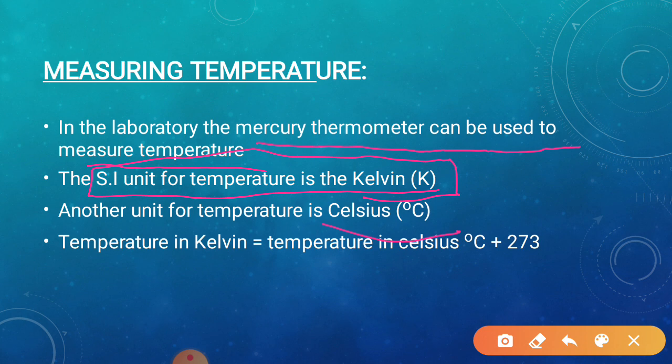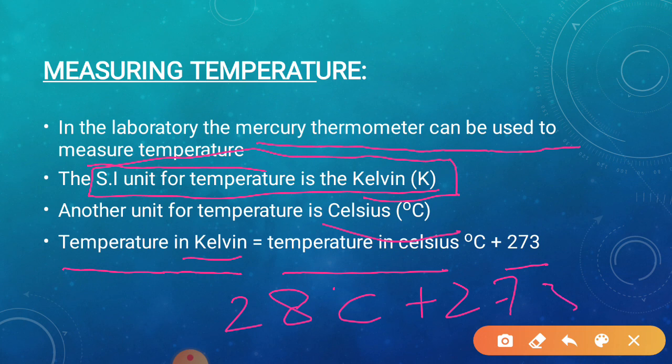How could we interconvert Celsius into Kelvin or Kelvin into Celsius? A simple formula: temperature in Kelvin is equal to temperature in Celsius plus 273. It means if your room temperature is 28 Celsius, how many Kelvin is it equivalent to? You have to add 28 plus 273. So you can calculate the temperature in Kelvin.